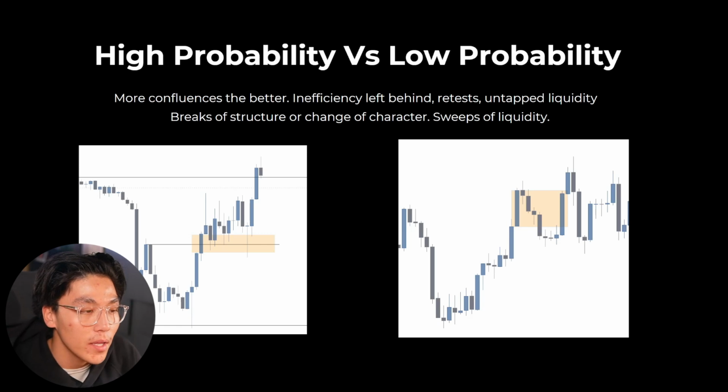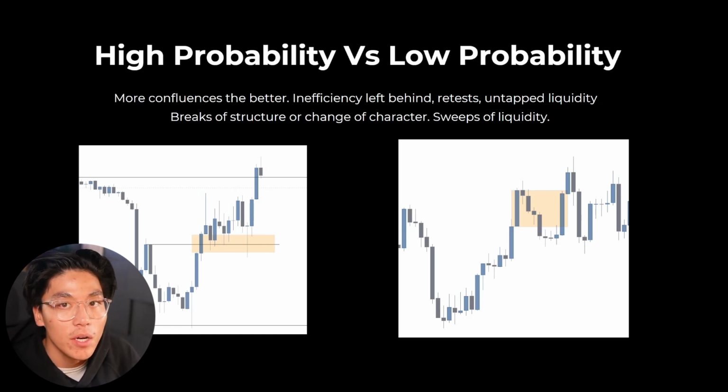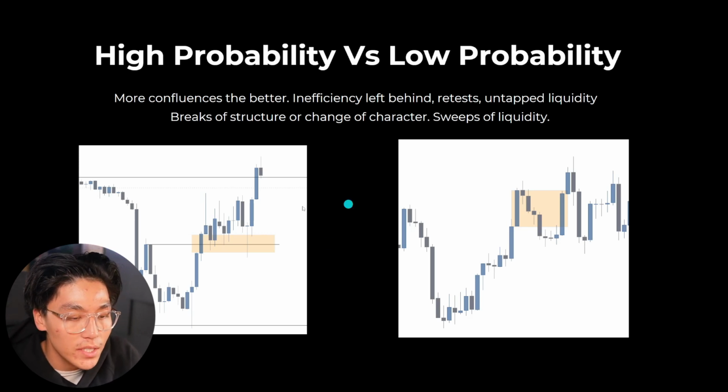So higher probability order blocks always occur around key liquidity levels, right? So there's always some sort of liquidity, either a sweep of liquidity or a break of structure. These are very key levels in the marketplace. That's where all these institutional traders and market makers are going to be placing their orders, because around these areas there's high probability setups.